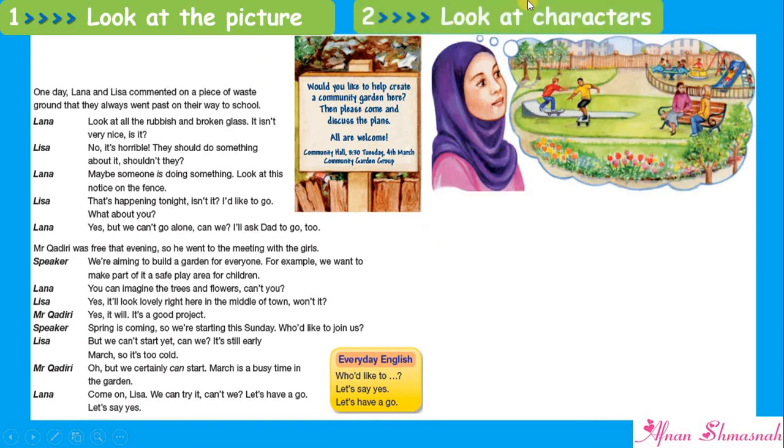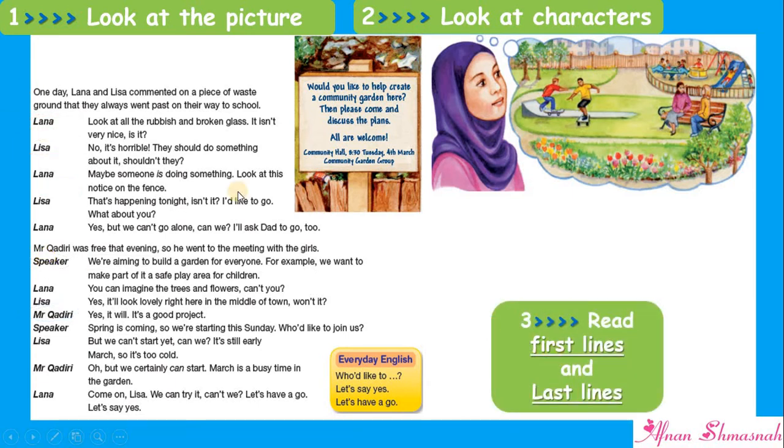Now the second thing, you look at the characters. Let's see, who are the characters here? It seems that we have a narrator here, and we have these characters who are Lana, Lisa, speaker, and Mr. Qadiri. Now the third thing we do, we read the first lines and last lines. Okay, great.